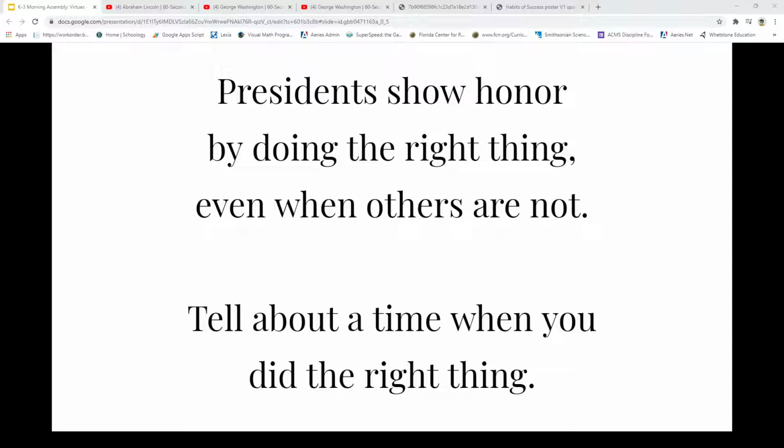And so I'm interested to know, what's a time that you did the right thing? How did you show honor to others by doing the right thing, even when others were not?